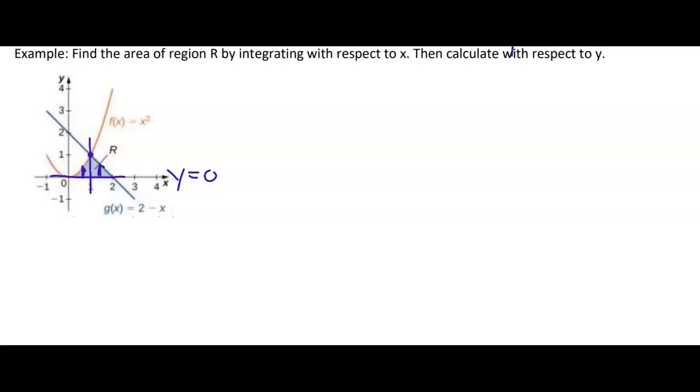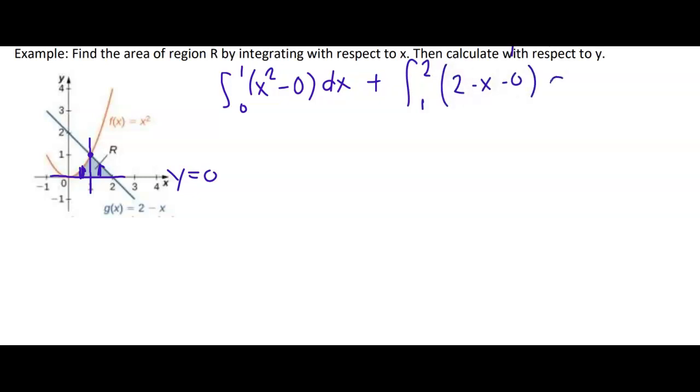So if I wanted to integrate this with respect to x, I'd say, okay, area 1 goes from x equals 0 to 1 of top function x squared minus bottom function y equals 0 dx, plus the integral from 1 to 2 top function minus bottom function dx. Now you don't need to do the minus 0. That's how we found area back in Cal 1, but you could just for the simplicity and consistency of it. All right, so I would end up having 1/3 x cubed from x equals 0 to 1.